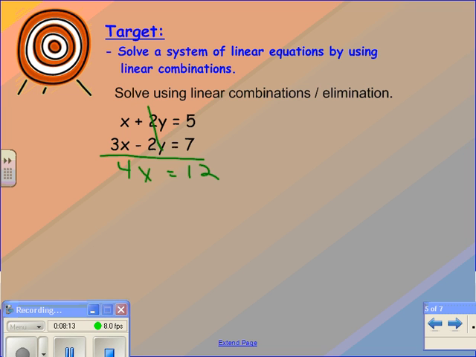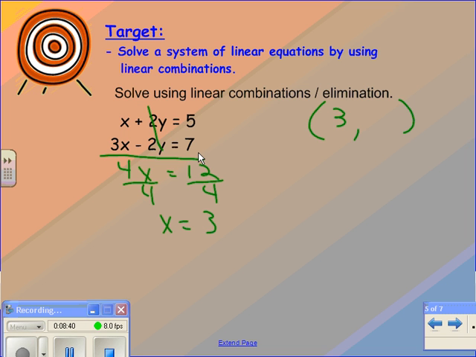We need to get the x by itself, so of course we need to divide both sides by 4, and we have x equals 3. So I'm going to put my 3 inside my ordered pair in the x place. And now that I know that x is 3, I can go back and substitute in either one of the equations to get my value for y. And I think I'll choose the top equation this time because it just kind of looks easier than the bottom equation. So it looks like less work.